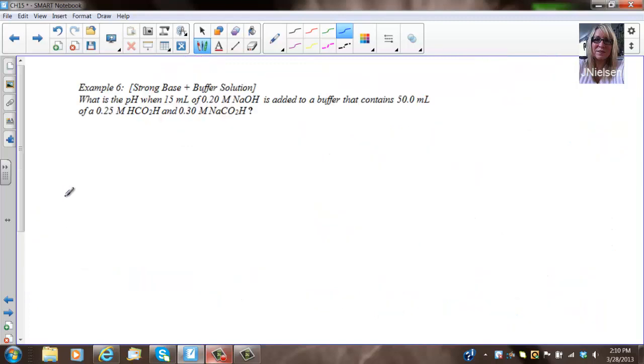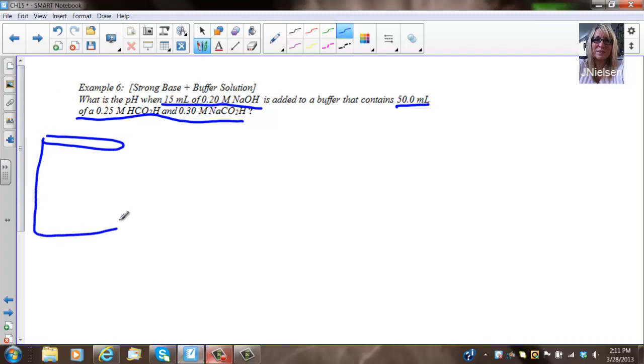Okay, example 6, a strong base now and a buffer solution. We have 15 mils of sodium hydroxide and a buffer that's 50 mils of 0.25 molar formic acid and 0.3 molar sodium formate. So we're using some of the stuff that we just used. It'll make it easier. Let's look at our beaker again and see what's in there.